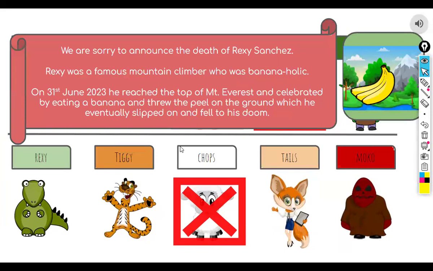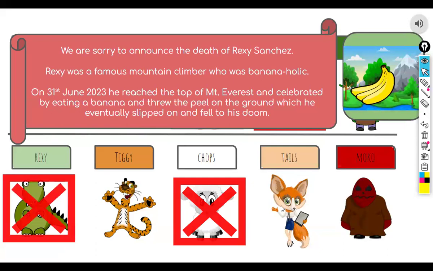We're sorry to announce the death of Rexy Sanchez. Oh, that's the dinosaur. Rexy was a famous mountain climber who was a banana-holic. So he used to eat a lot of bananas. And apparently he went up Mount Everest and slipped on a banana peel and fell to his doom. How ironic. Anybody's out of the game? Did anybody choose Rexy as their hero to win? If so, you're out of the game.